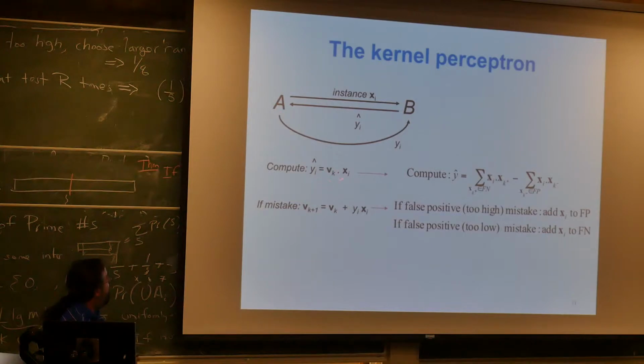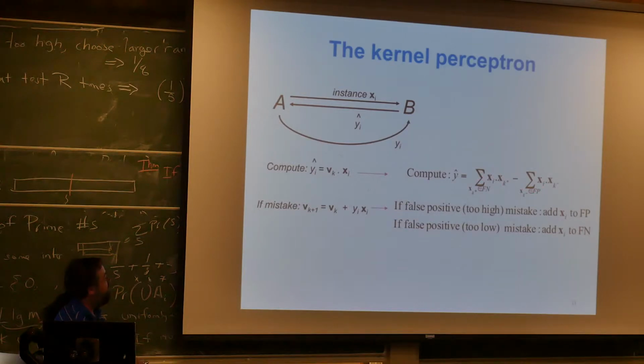So when we look at vk.xi, if we remember what vk is, it's basically the sum of all the examples that I've made mistakes on, right? And in that sum, each example either has a positive sign or a negative sign. So I could plug that definition of vk in and distribute, and then I get something like this, all right? So y basically would be this formula.